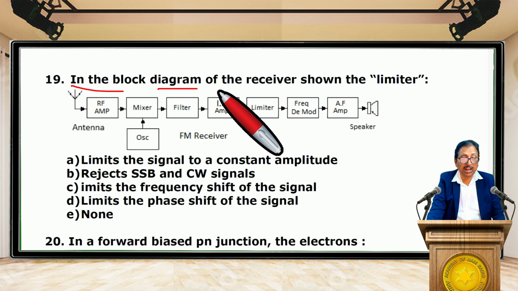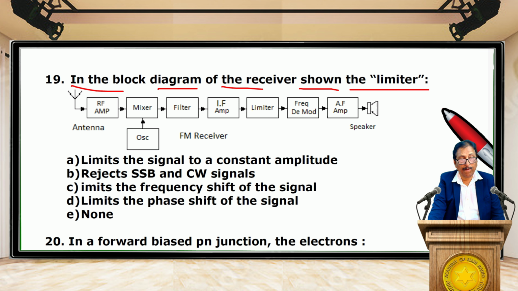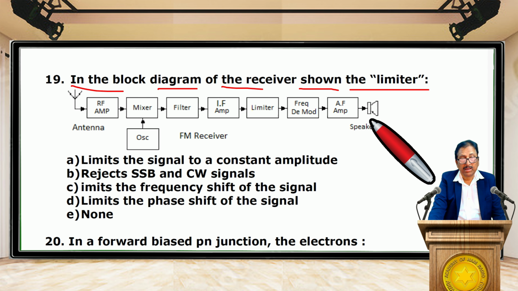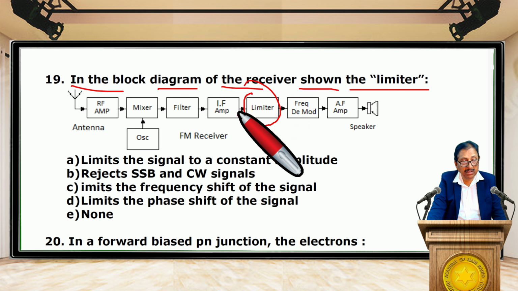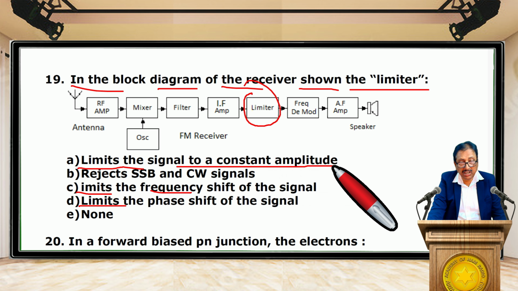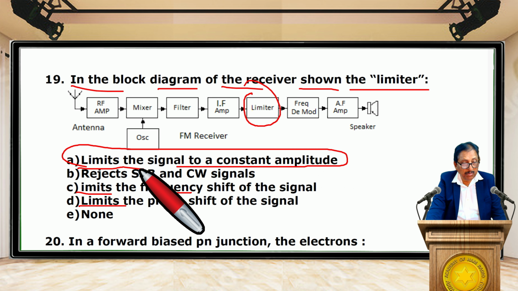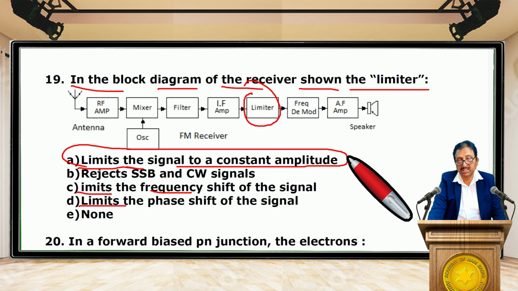In the block diagram of the receiver shown, the limiter at this point limits the signal to a constant amplitude. Alpha is the right option.